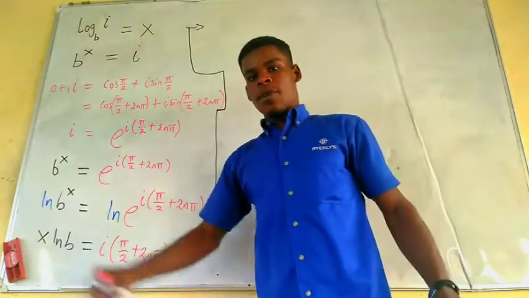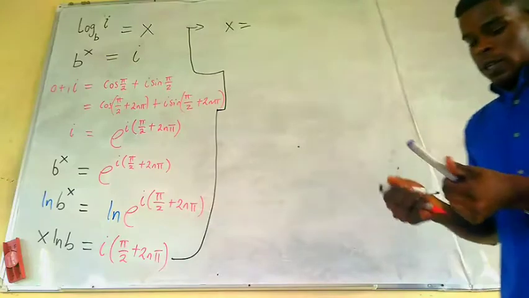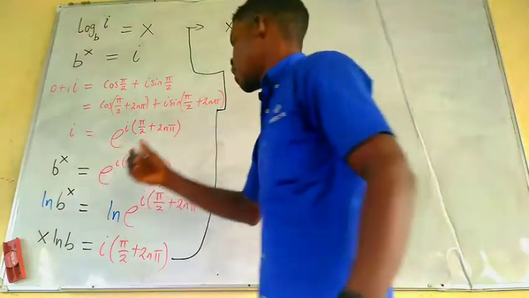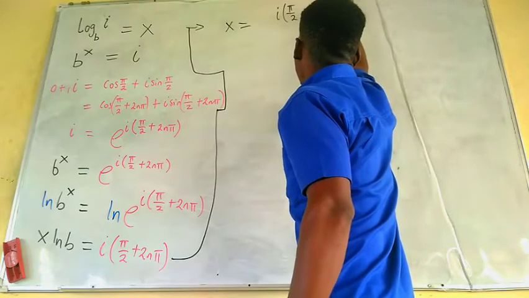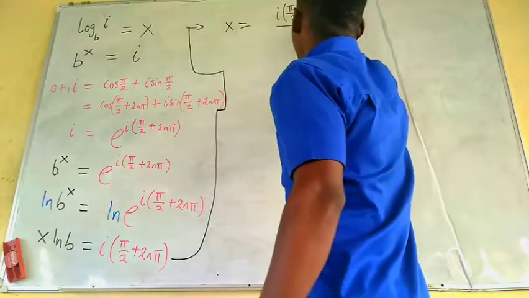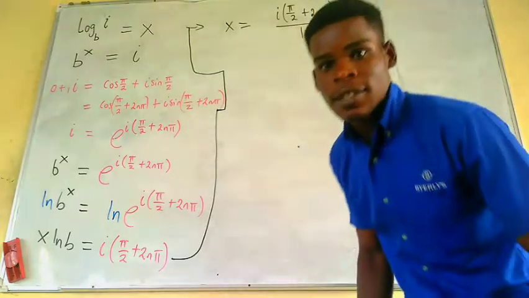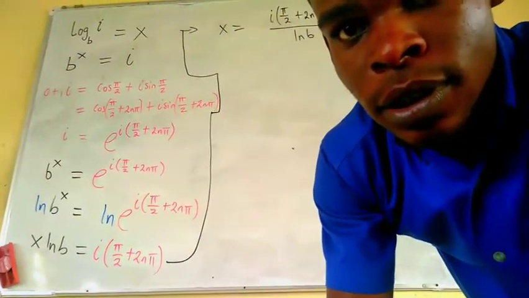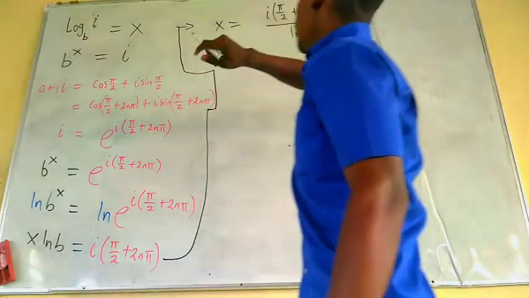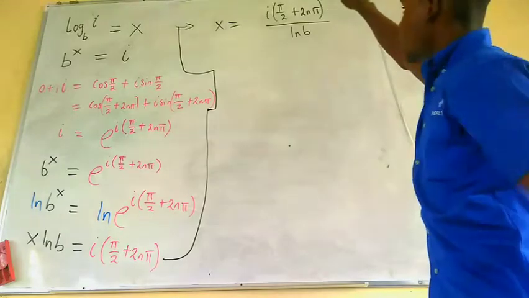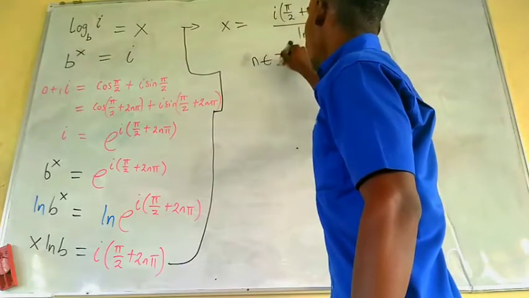From here we can divide by ln b on both sides so that we make x the subject of the formula. x is going to be equal to all of these divided by ln b. That is i times pi over 2 plus 2n pi, divided by ln b. And this is what you get as the answer. So this is the value of x, for your known base b, where b is your base and n belongs to the set of integers.